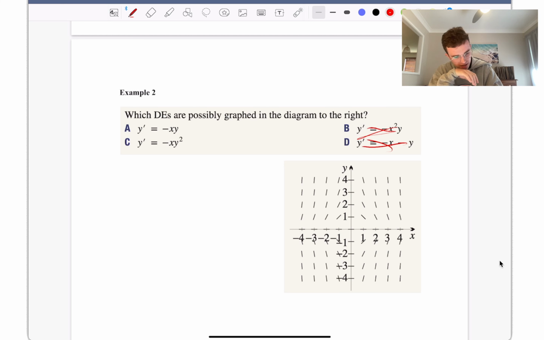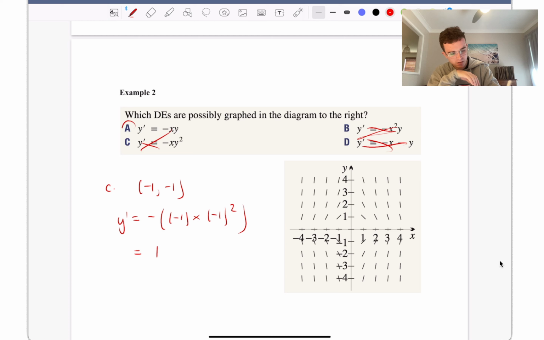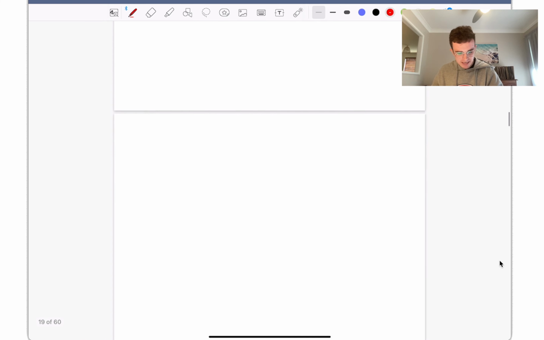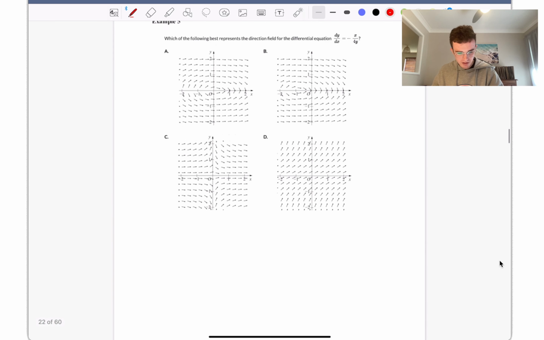So we might notice in the third quadrant, all of the gradients are negative. So if all of the gradients are negative, if we look at option C, let's choose a point minus 1, minus 1. Y dash is going to equal minus 1 times by minus 1 squared, which is a positive number, 1. But all of the gradients are negative, so it can't be option C. It has to be option A.